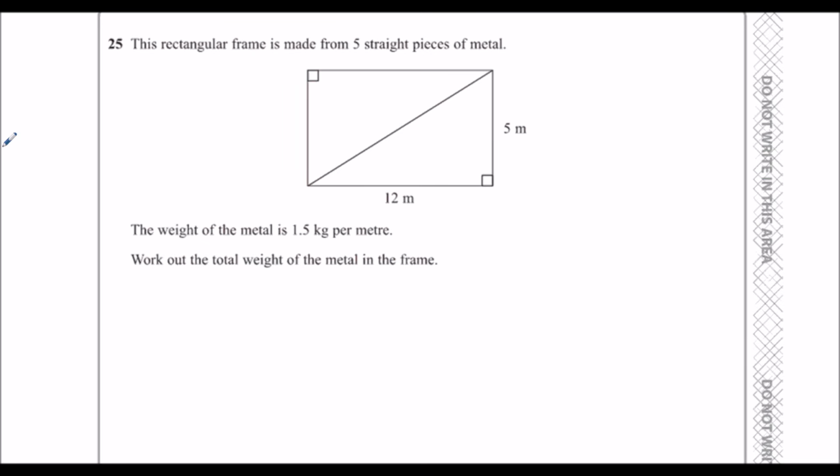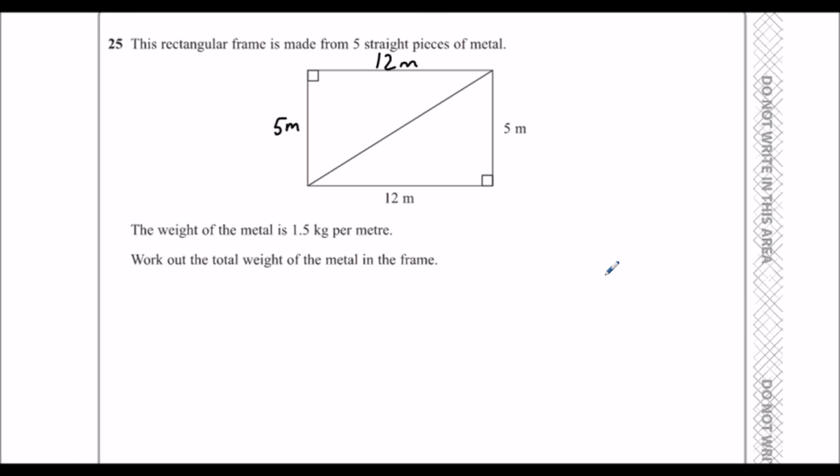Question 25. This rectangular frame is made from 5 straight pieces of metal. So we've got 5 on each side. It's a rectangle, so we'll have 5 on the other side. We've got 12 on the bottom, which means we've got 12 on the top. And we've also got this diagonal here. We're being told the weight of the metal is 1.5 kilograms per meter. Work out the total weight of the metal in the frame.